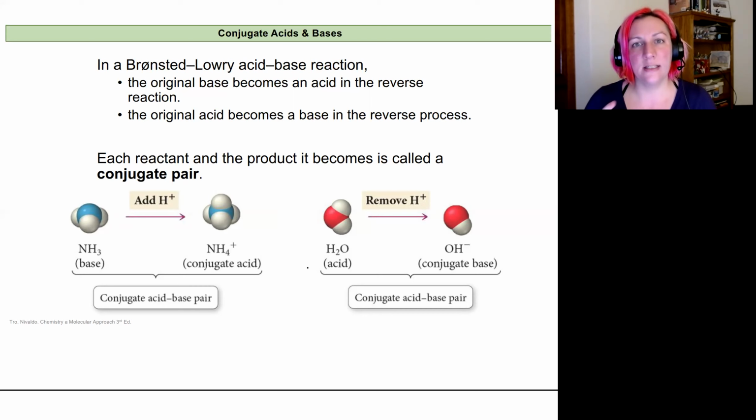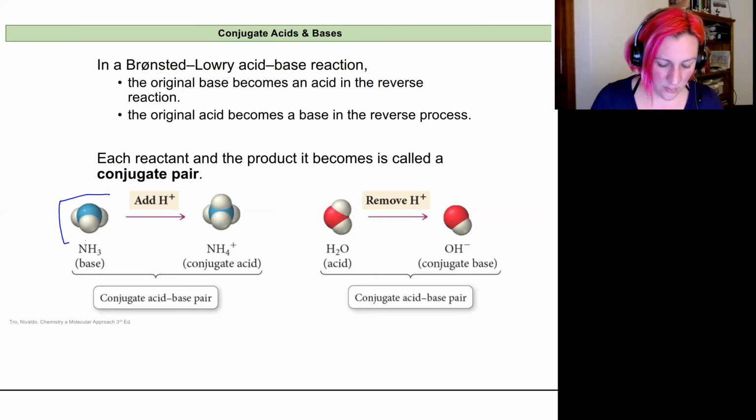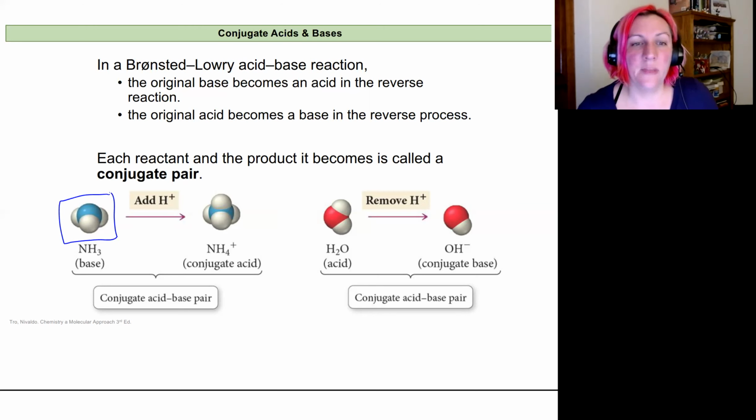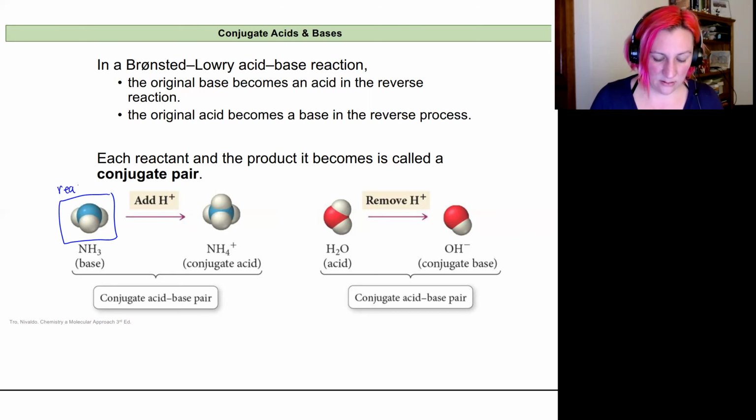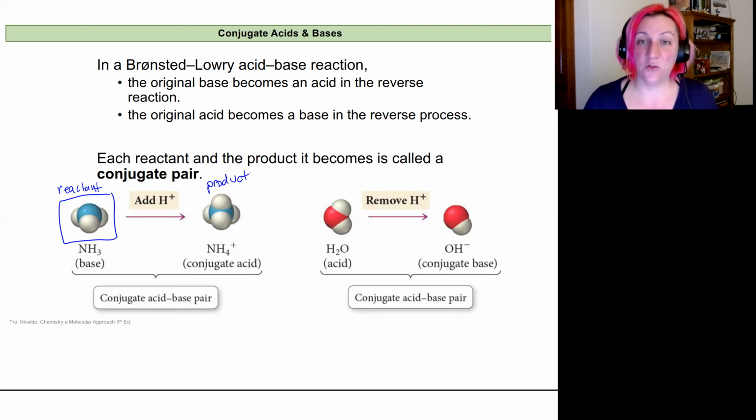But we call these pairs conjugate pairs. In the case of our ammonia, which we've already talked about as a Bronsted-Lowry base, here's ammonia, NH3. When it accepts a hydrogen, this is my reactant, and it forms this product, NH4 plus. Well, that NH4 plus is an acid, and so we're going to call it the conjugate acid of ammonia.